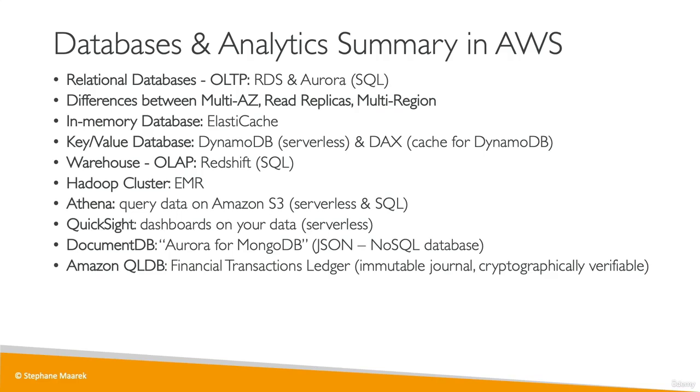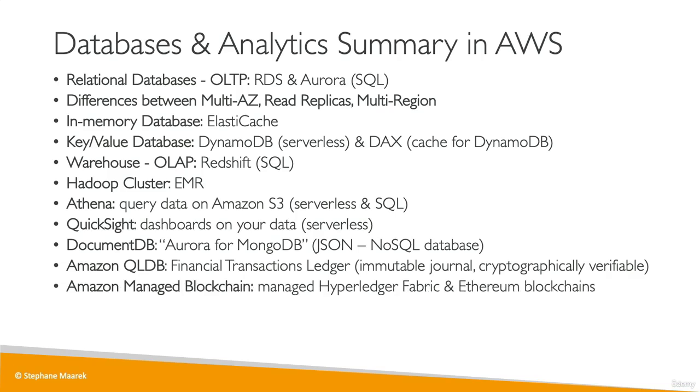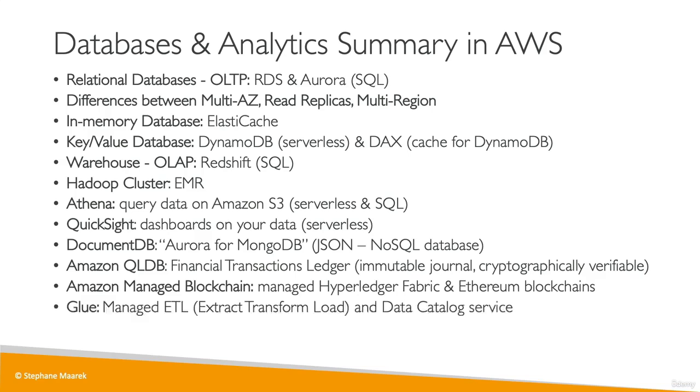Then we have Amazon QLDB, which is a financial transaction ledger. Anytime you would see financial transaction, immutable journal, something that is cryptographically verifiable, think Amazon QLDB. And this is a central database, as opposed to a decentralized database, which is Amazon Managed Blockchain, in which case we can have Managed Hyperledger Fabric and Ethereum blockchains on AWS.